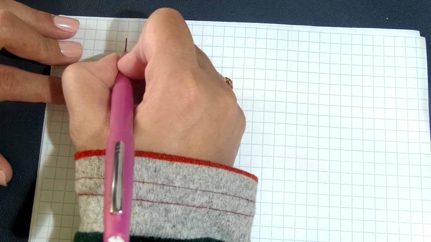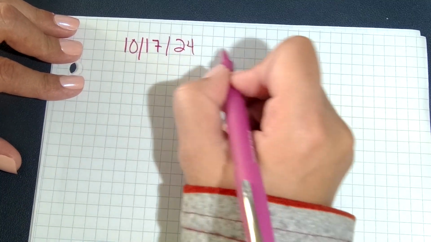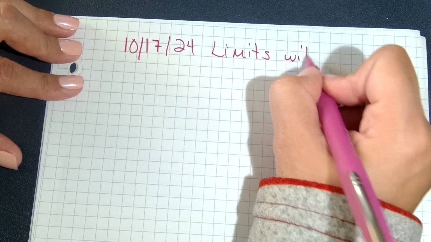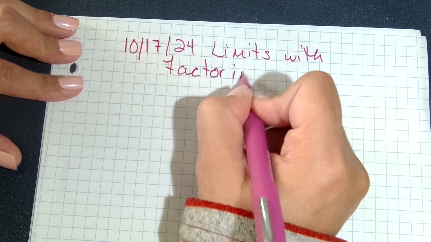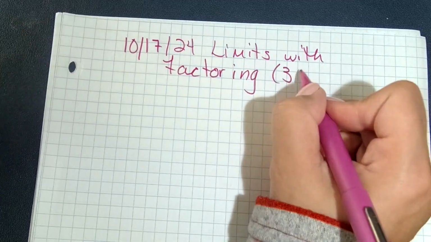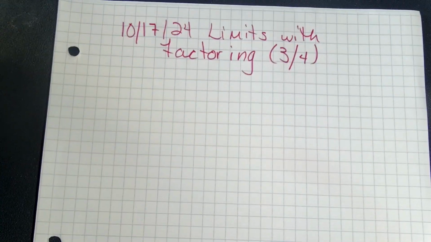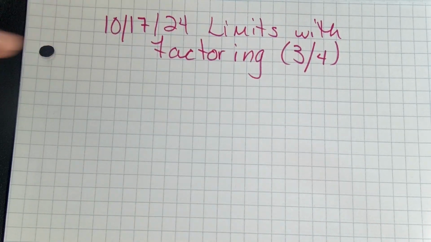So today is the 17th, and we're going to be working on limits with factoring. This is level 3 and 4. Okay, level 4 is a little bit harder, but that will come on the retakes, and I'll give you examples on that later.